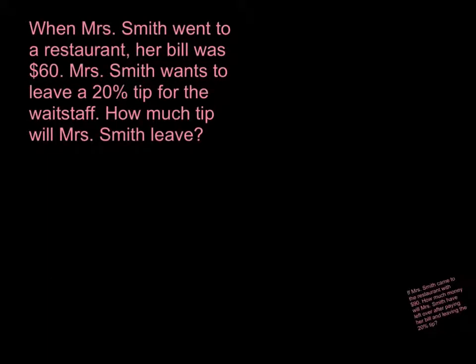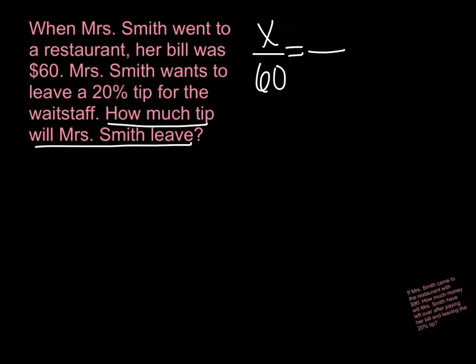All right. When Mrs. Smith went to a restaurant, her bill was $60. Mrs. Smith wants to leave a 20% tip for the waitstaff. How much tip will Mrs. Smith leave? So in looking at this problem, we really need to just answer this: how much tip will Mrs. Smith leave? 20% tip out of the $60 bill is going to indicate to us that, again, we don't know our is, we know $60 is our of, and this is 20% out of that 100. So we're going to cross multiply and divide.